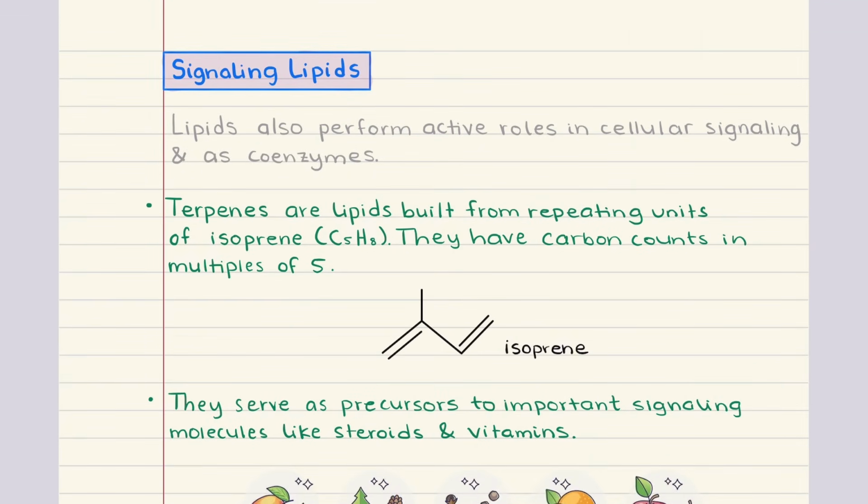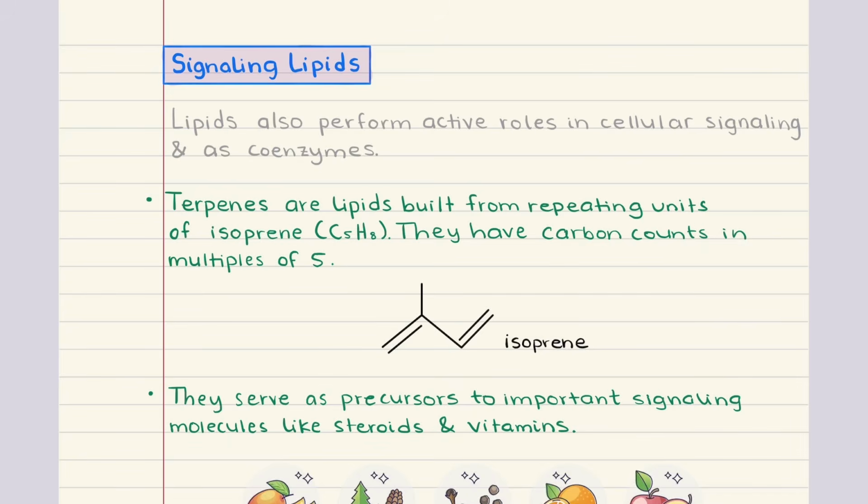signaling lipids. So far, we've been talking about lipids as structural components of membranes, but lipids also play active roles in cellular communication. They're involved in signaling pathways, hormone synthesis, and even act as coenzymes.